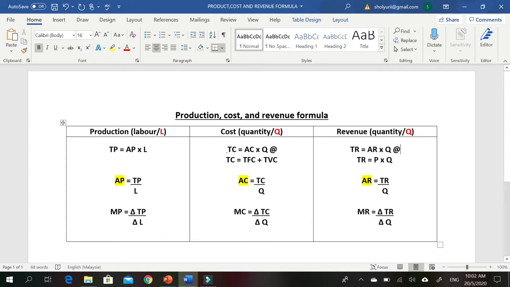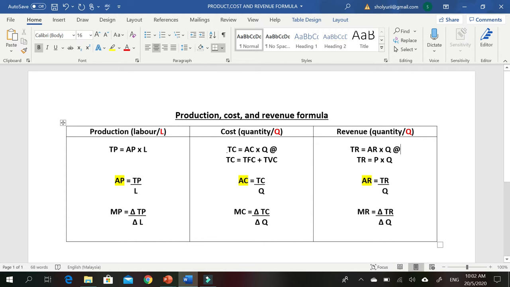AR equals to TR bahagi Q. So, if we manipulate this formula to find TR, basically this Q is divided, bahagikan. So, kita bawa ke this side, it will become AR times Q. So, kita dapat formula ni. As you can see here, the formula is the same.